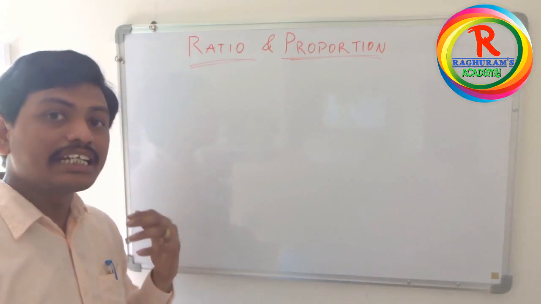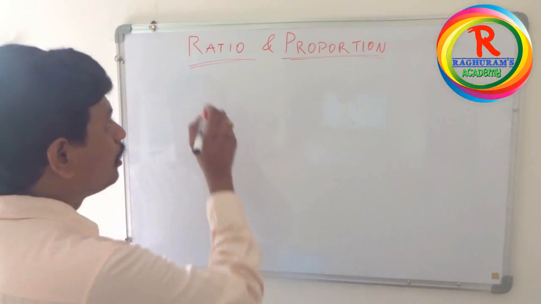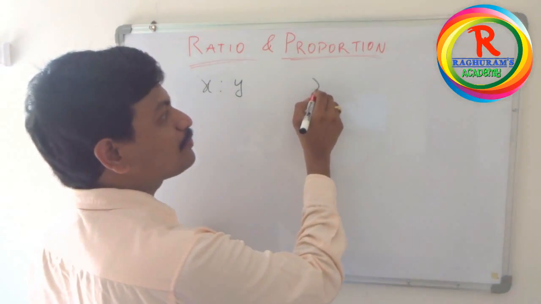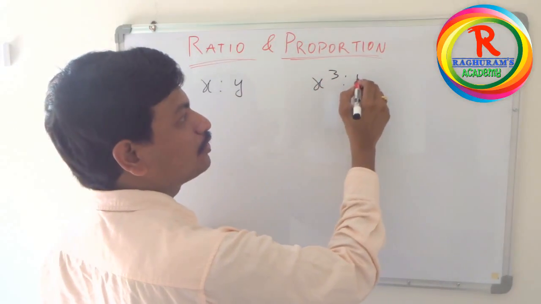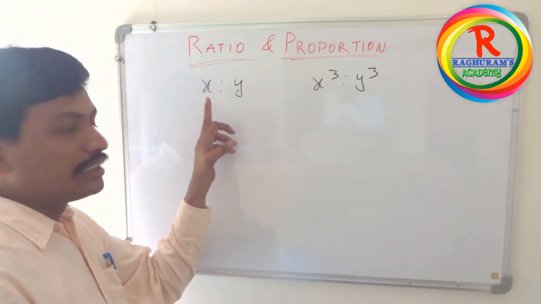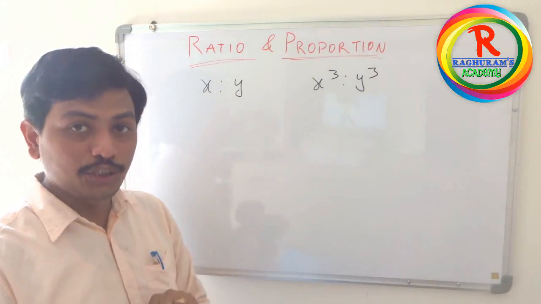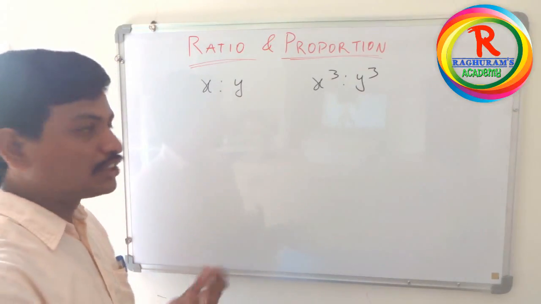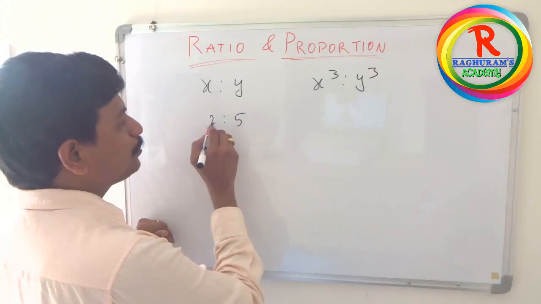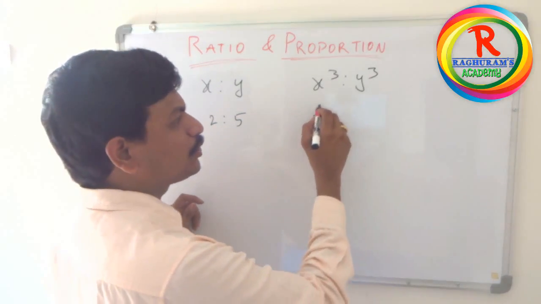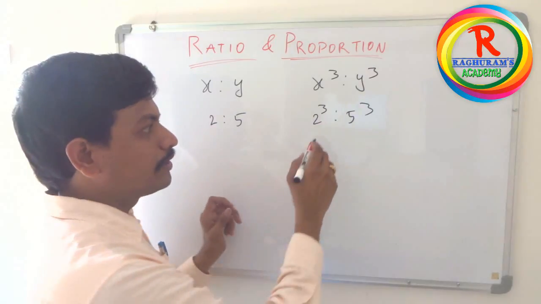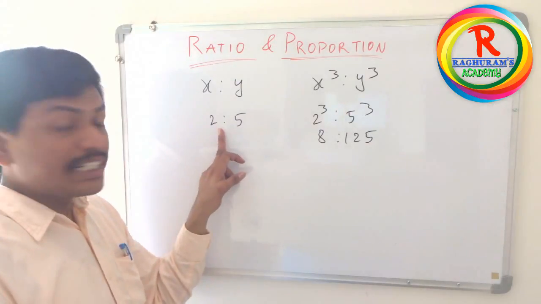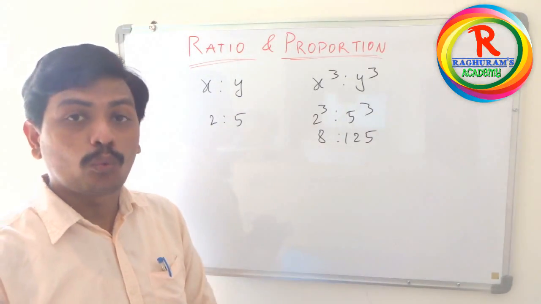We have seen duplicate and sub-duplicate. Now the triplicate ratio. Suppose a ratio is x is to y. The triplicate ratio is nothing but the cubes of those, that is x cube is to y cube. So duplicate is a square and triplicate is a cube. Sometimes you may get questions in competitive exams: find the triplicate ratio of 2 is to 5. We get 2 cube is to 5 cube. 2 cube is 8 and 5 cube is 125. So the triplicate ratio of 2 is to 5 is 8 is to 125.